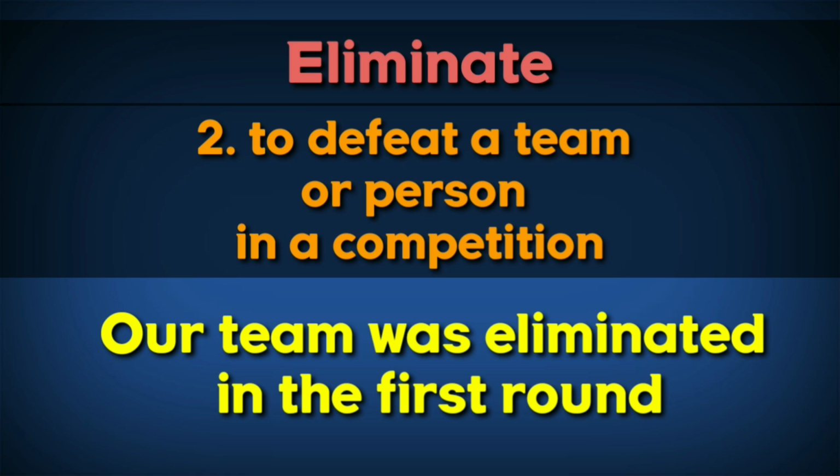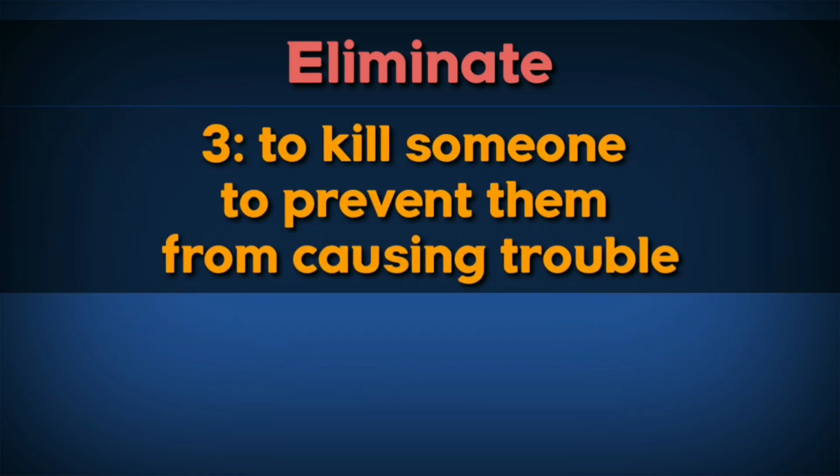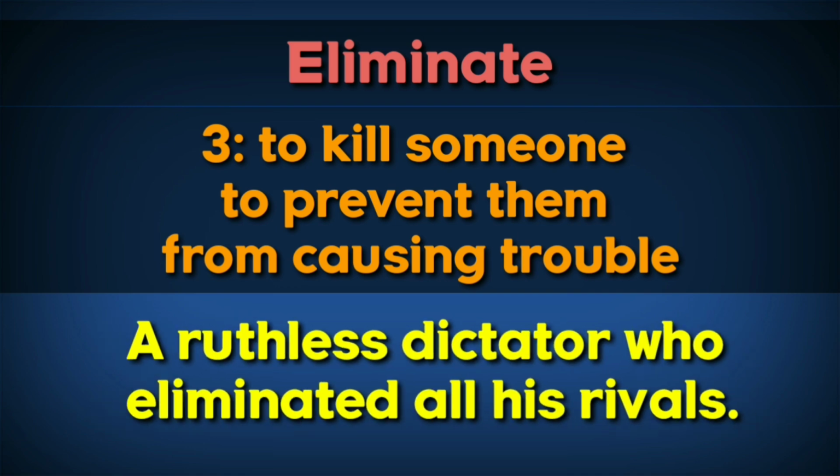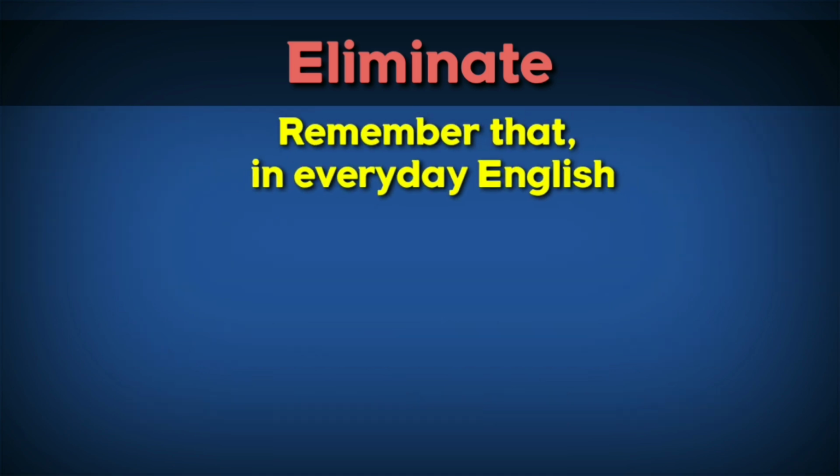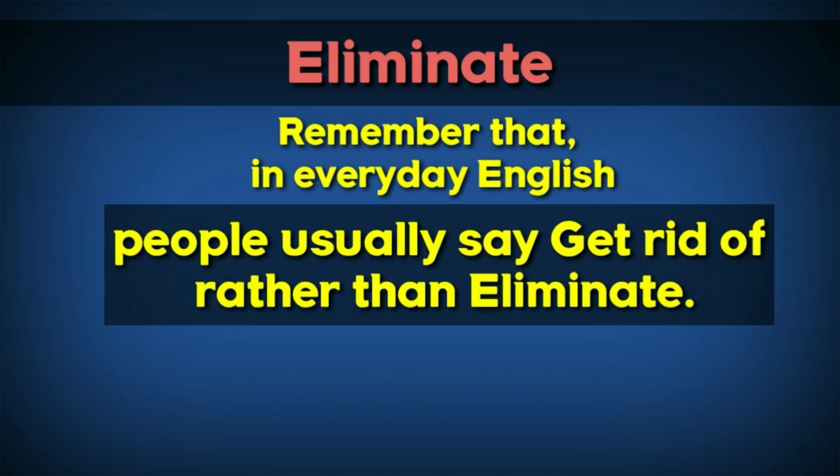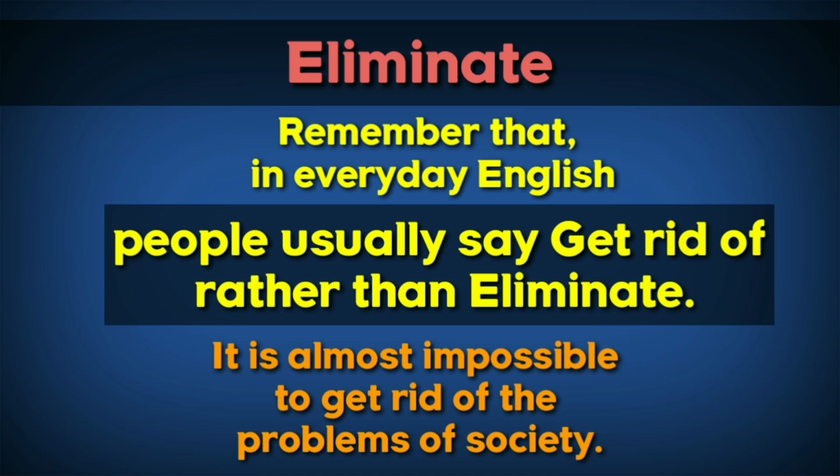The third meaning is to kill someone to prevent them from causing trouble. For example, a ruthless dictator who eliminated all his rivals. Remember that in everyday English people usually say get rid of rather than eliminate. For example, it is almost impossible to get rid of the problems of society.